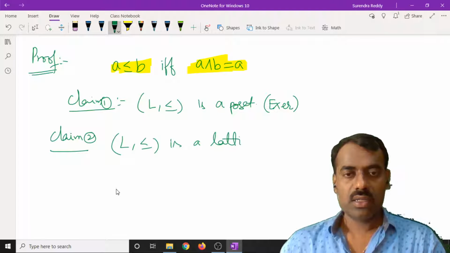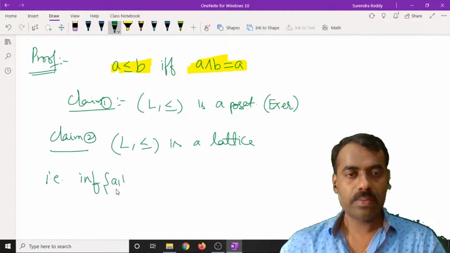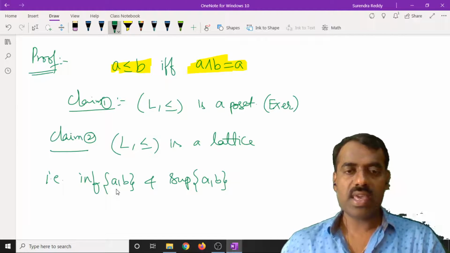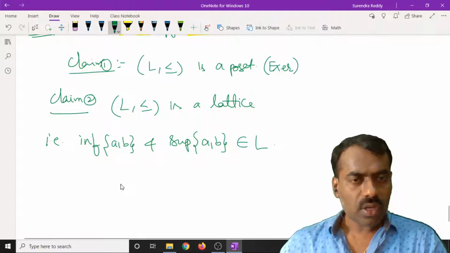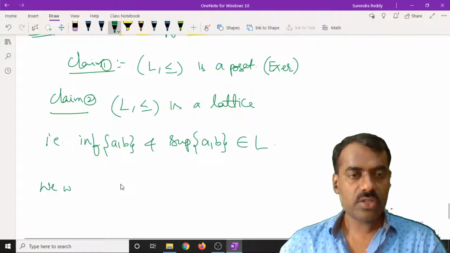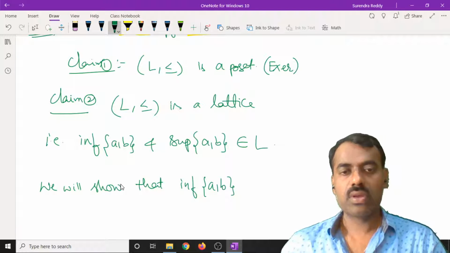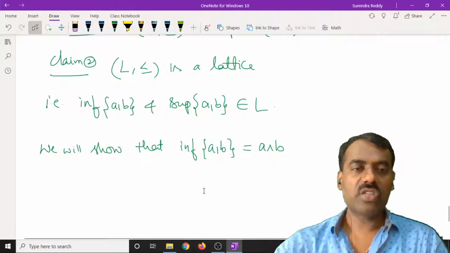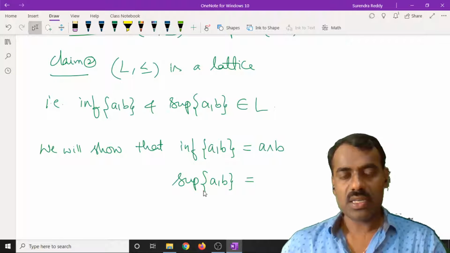lattice. That means we will show that infimum of a comma b, and supremum of a comma b actually exist, they belong to L, right? So what we will show is that infimum of a comma b is actually A meet B. This we will show. Similarly, we will show that supremum of A comma B is A join B.